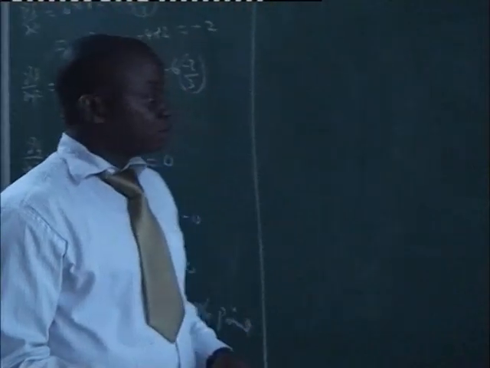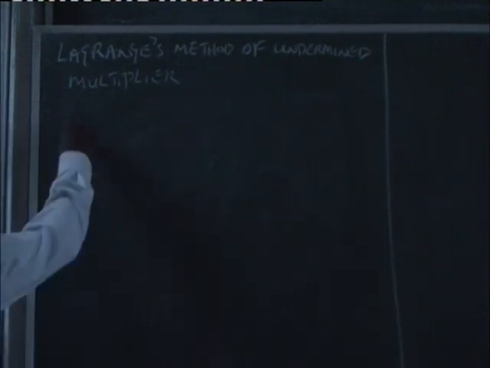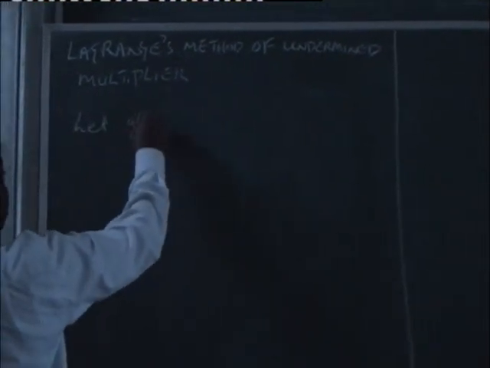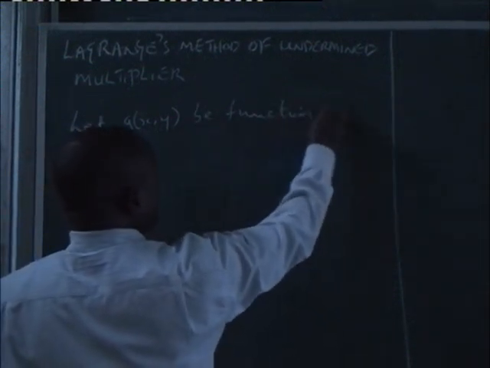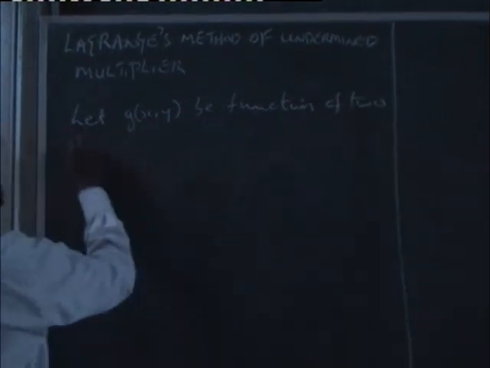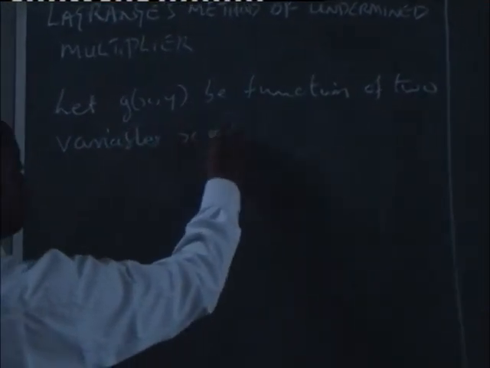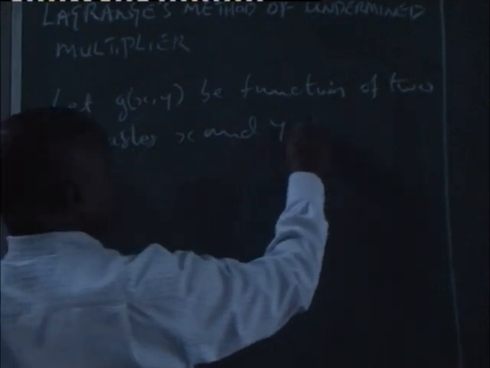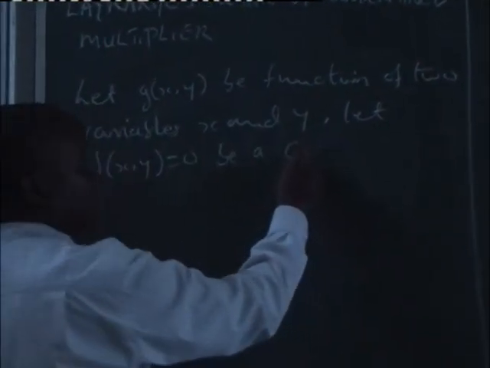Let's look at another application. Now we will look at another application, which is the Lagrange method of undetermined multiplier. So let g of x, y be a function of two variables x and y. Let f of x, y equals 0 be a curve.